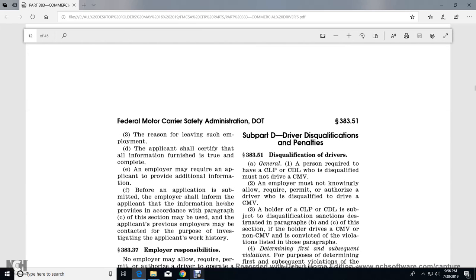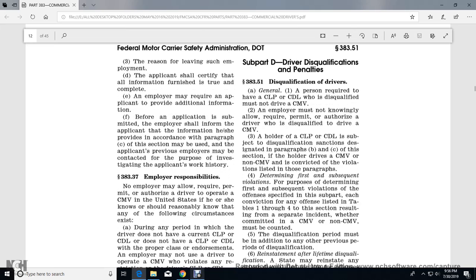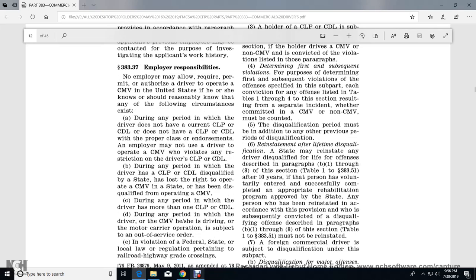The employer may require the applicant to provide additional information. Before the application is submitted, the employer shall inform the applicant that the information he or she provides in accordance with paragraph C of this section may be used, and that the applicant's previous employers may be contacted for the purpose of investigating the applicant's work history.